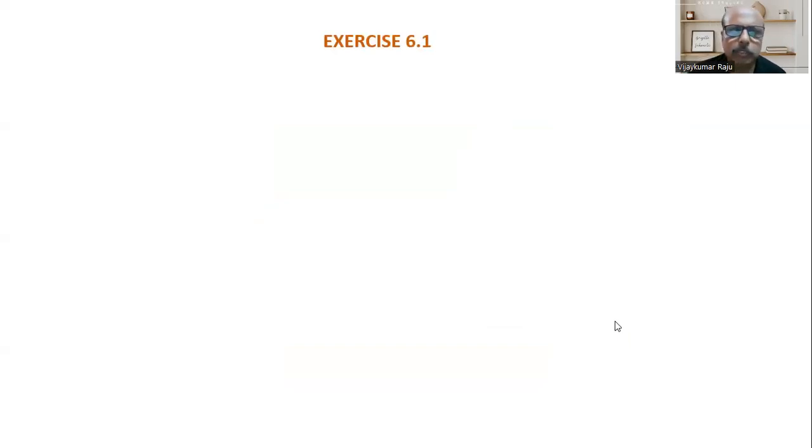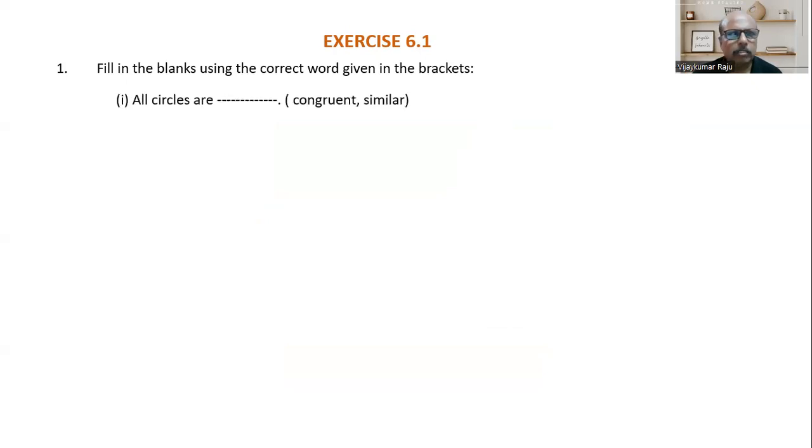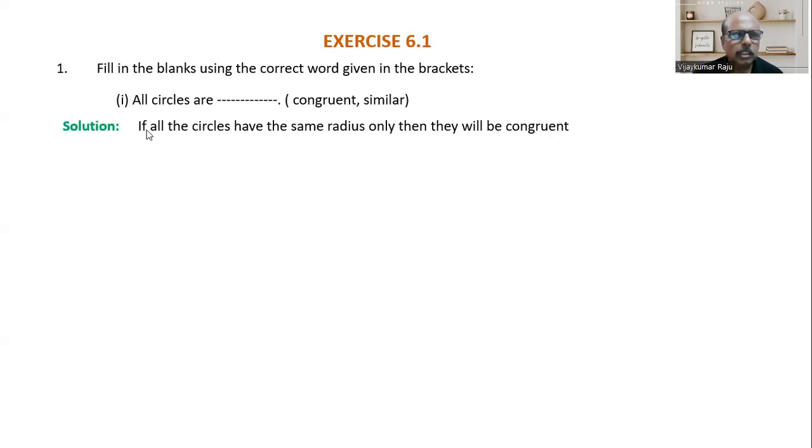Now exercise 6.1. The first question is here. Fill in the blank using the correct word given in the brackets. All circles are dash. Congruent or similar? Now let's give an explanation. If all circles have the same radius, only then they will be congruent. But in this question, they have not written anything about the radius of the circle. So it is not appropriate to say it is congruent.